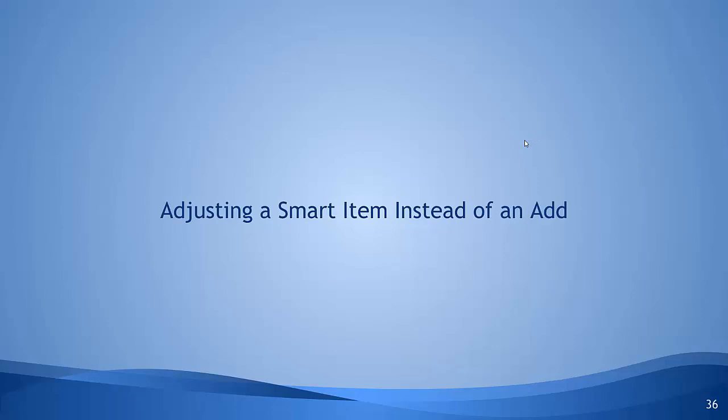Adjusting a smart item instead of adding it. So for instance, if I'm using sized modifiers in a quick service environment, like I choose the size of my drink and then the flavor of my drink, I can go ahead and ring in a medium Coke, and then without having to delete it and re-ring it back in, I can change that medium Coke to a medium Sprite.